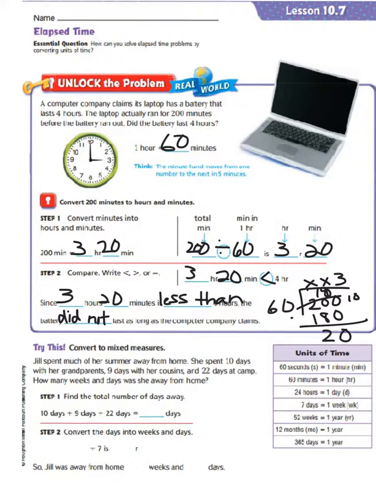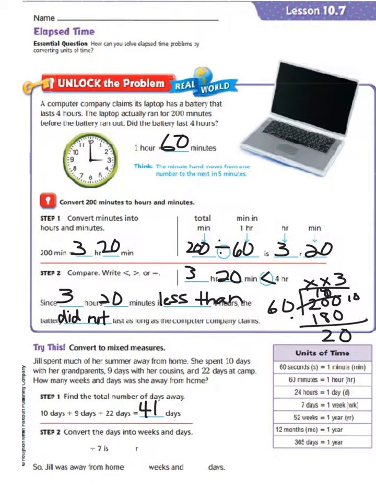So now let's jump down here to this try this section. Alright, so our word problem at the bottom says, Jill spent much of her summer away from home. She spent 10 days with her grandparents, 9 days with her cousins, and 22 days at camp. How many weeks and days was she away from home? So let's take a look at step 1. It says to find the total number of days away. So she had 10 days with her grandparents, 9 days with her cousins, and 22 days at camp. Altogether, if we add them up, that equals 41 days. So that is step 1.